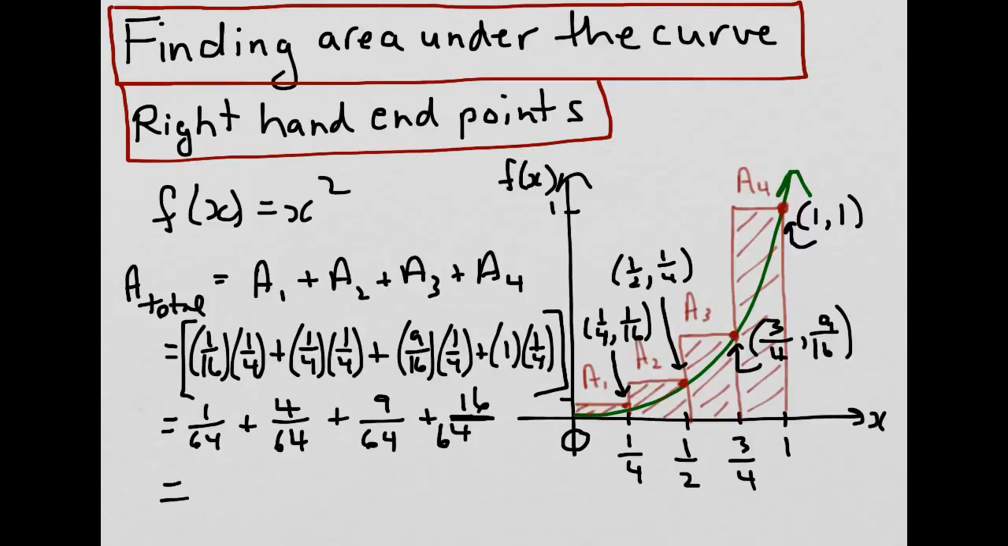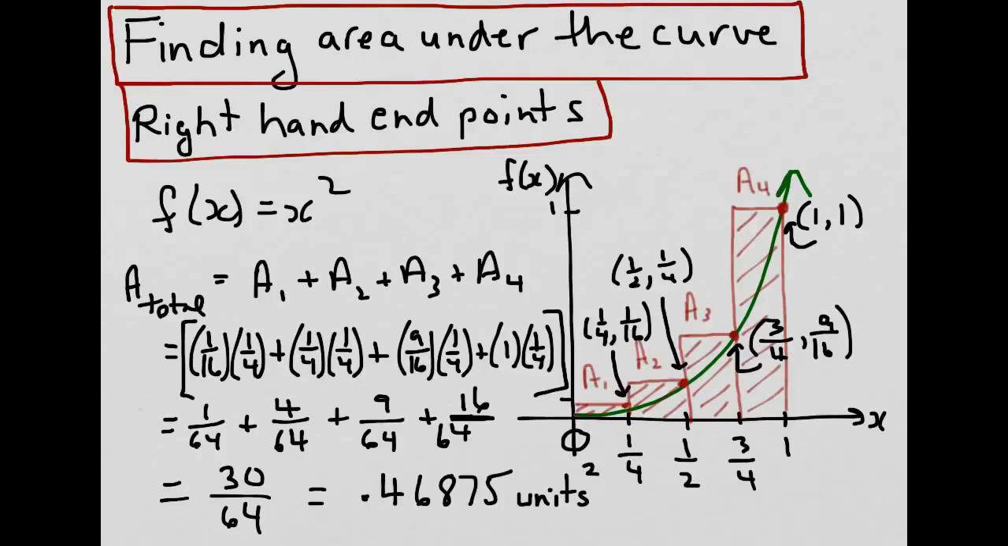And continuing to solve it, we'd get 1 plus 4 is 5, plus 9 is 14, plus 16 is 30/64ths, which is also in decimal form equal to 0.46875. And we could add in whatever units squared that we're going to be using.